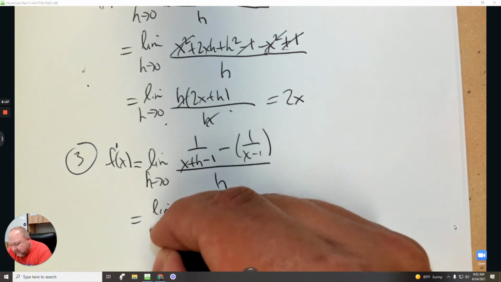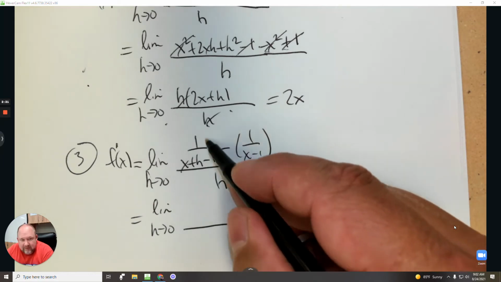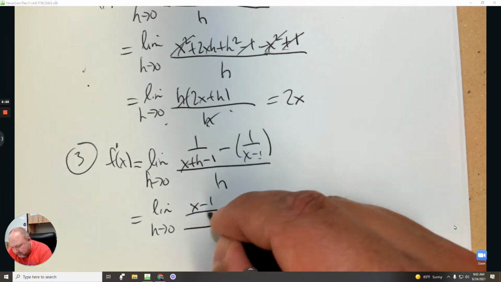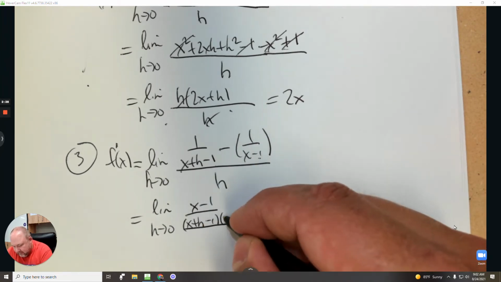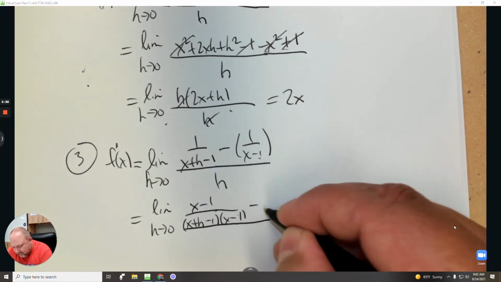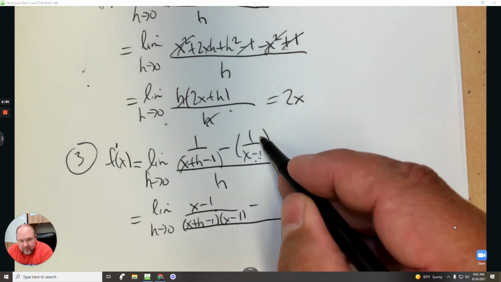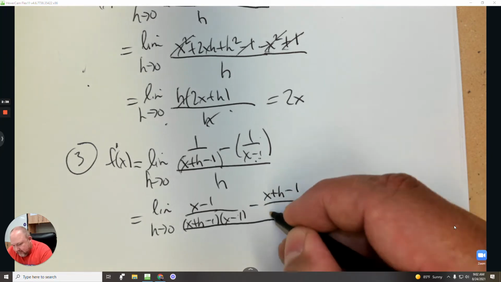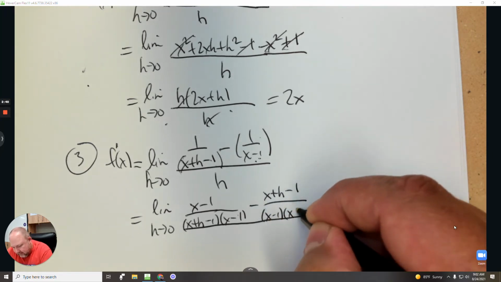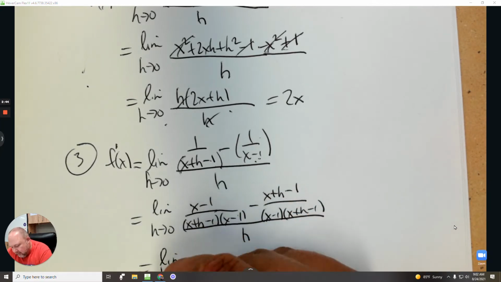We need to write this as one fraction. So I'm going to multiply by x subtract 1, top and bottom. So we have x plus h, subtract 1, x minus 1. The second fraction, I'm going to multiply by this denominator. So when I multiply it times 1, it's x plus h minus 1. And then we have common denominators that way, so we can write it as one fraction. So now we're going to write it as one fraction.